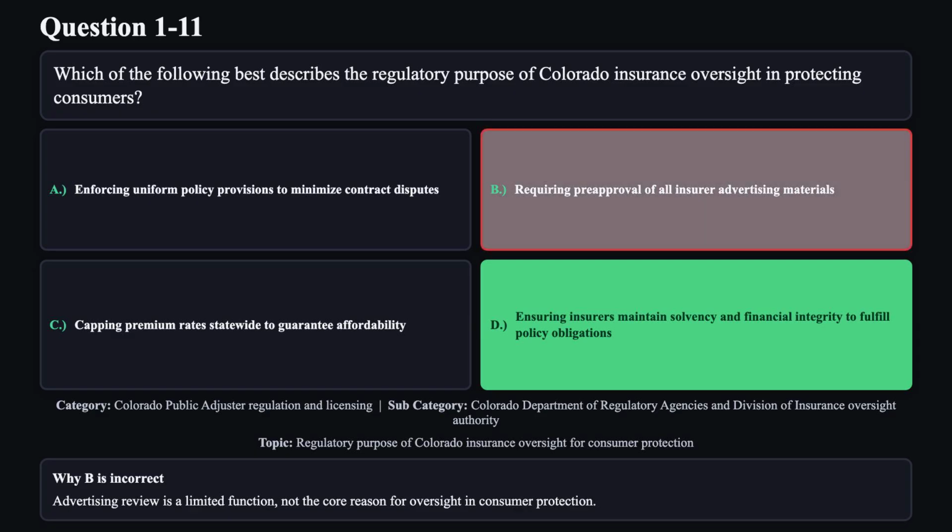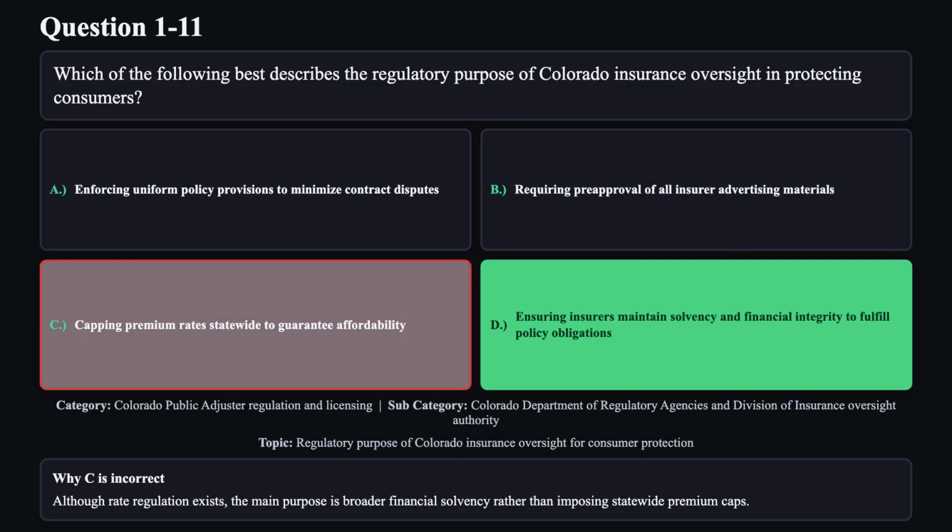Reason B is not correct. Advertising review is a limited function, not the core reason for oversight in consumer protection. Reason C is not correct. Although rate regulation exists, the main purpose is broader financial solvency rather than imposing statewide premium caps.